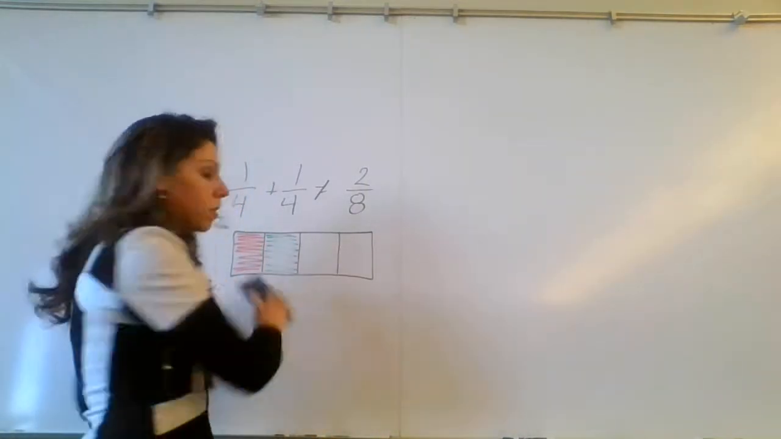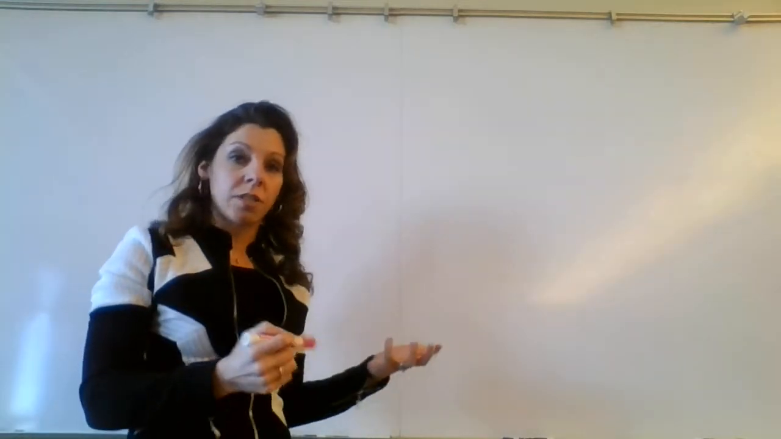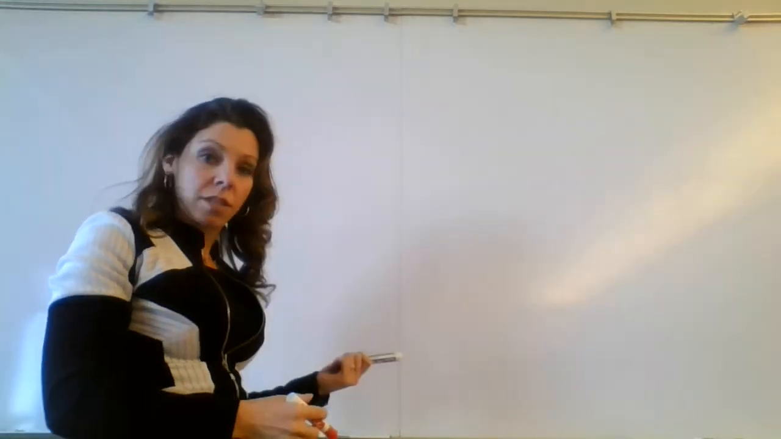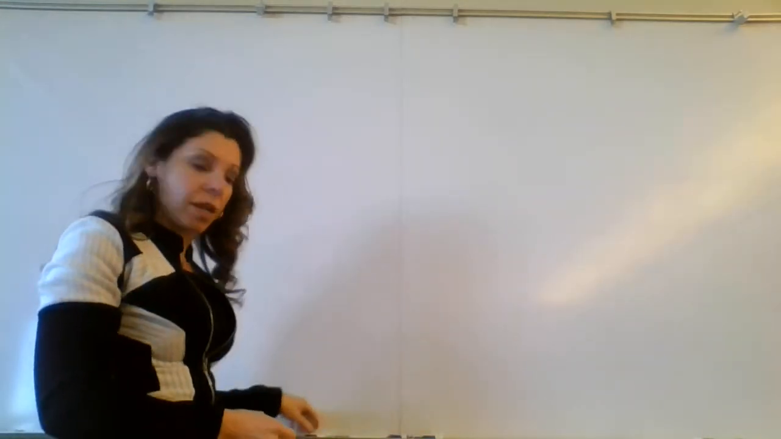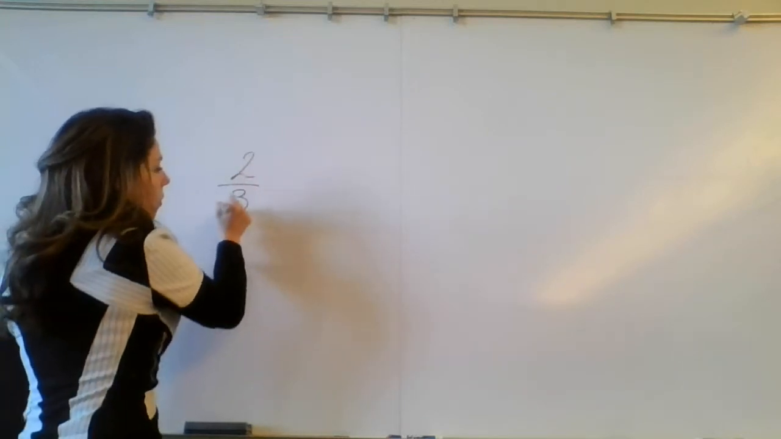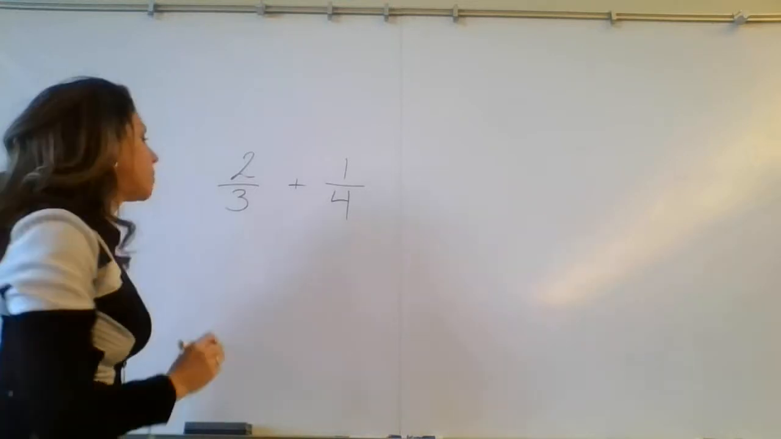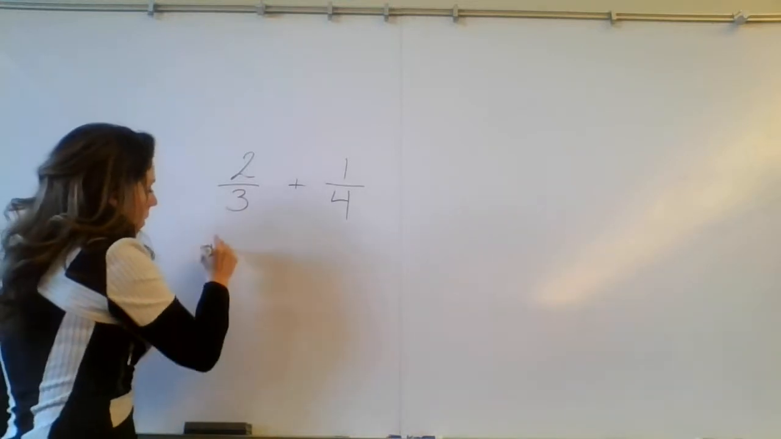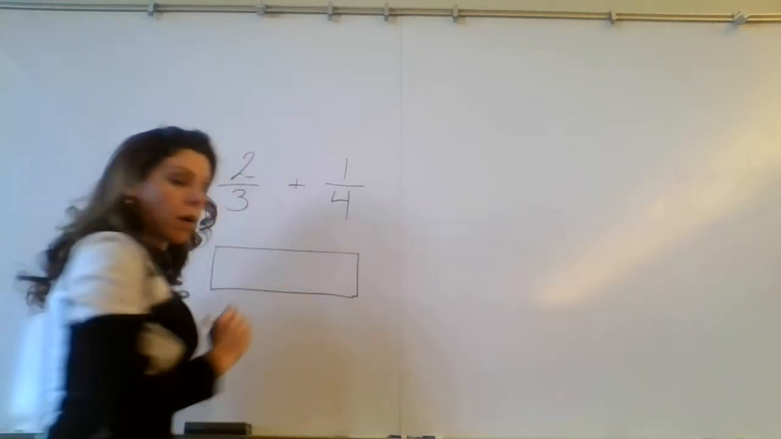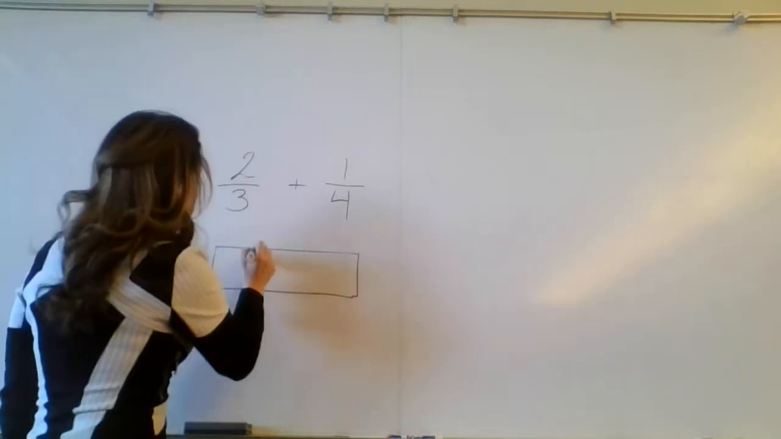How can we use strip diagrams or tape diagrams to add fractions with unlike denominators? That time we saw an example with like denominators. What would this look like with unlike denominators? Let's add 2/3 plus 1/4 and see what this will look like. For 2/3 in a strip diagram, I make a whole. There's my whole, and I need to split this into 3 equal parts.